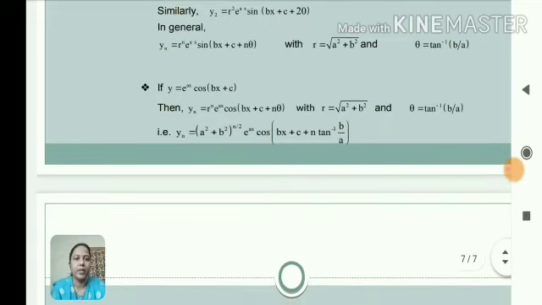Similarly we can find out for the standard function y is equal to e raised to ax cos(bx plus c). So here we have in the similar manner the nth derivative is r raised to n e raised to ax cos(bx plus c plus n theta), with r equal to under root a square plus b square and theta equal to tan inverse b upon a. Yn is (a square plus b square) raised to n by 2 e raised to ax cos(bx plus c plus n tan inverse of b upon a).